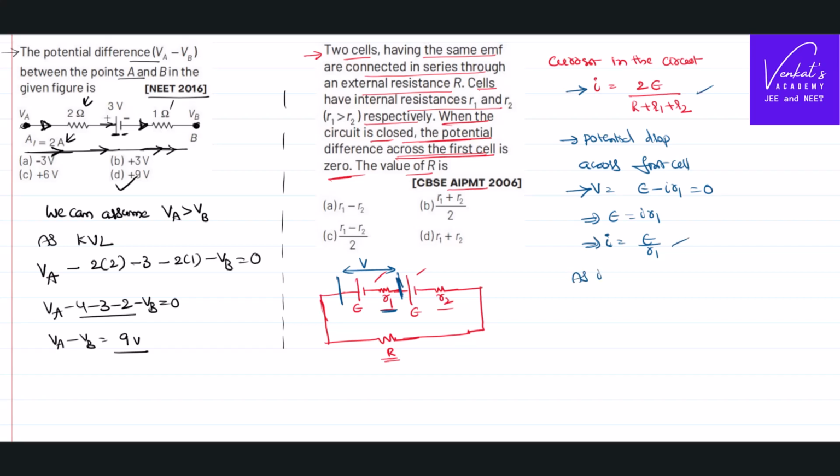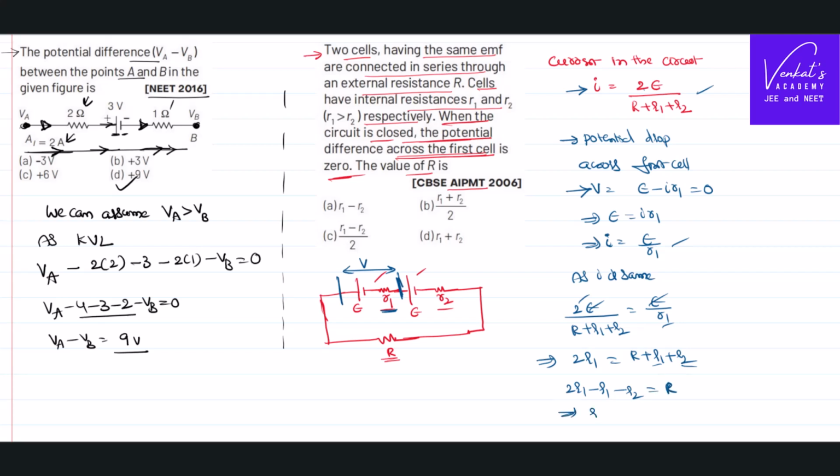As I's are same, I can equate these things as what? 2E by capital R plus R1 plus R2 equal to E by R1. E and E will cancel. Cross multiply. 2R1 equal to capital R plus R1 plus R2. So get that R1 this side. 2R1 minus R1, get also this side, minus R2 equal to R.